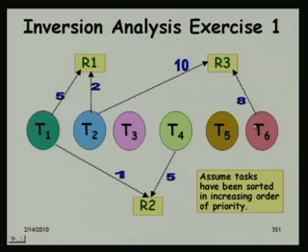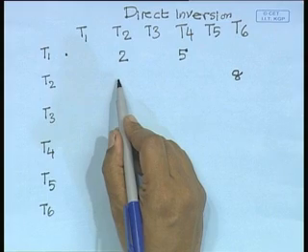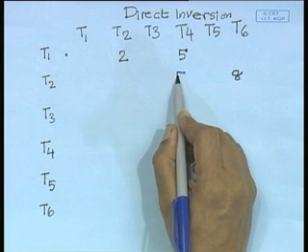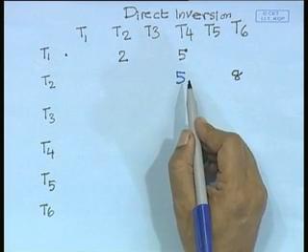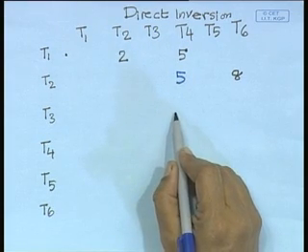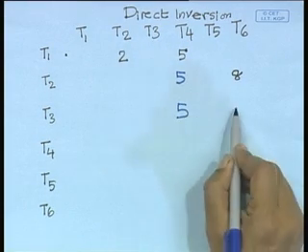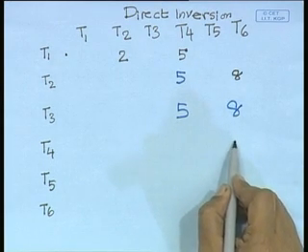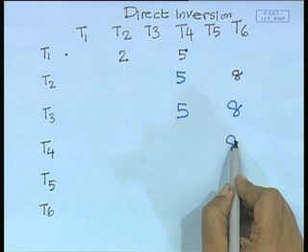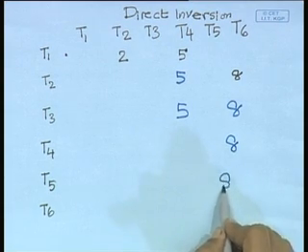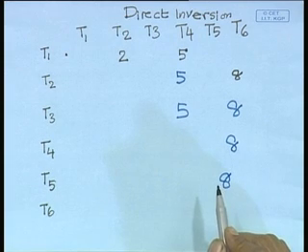So, you said that T1 does not undergo any inversion and T2 undergoes inversion on account of T4, and that is for 5, and T3 undergoes inversion on account of T4 and T6 for 5 and 8, and T4 undergoes inversion due to T6 for 8, and T5 can undergo inheritance inversion on account of T6 for 8. Does everybody agree with these figures?